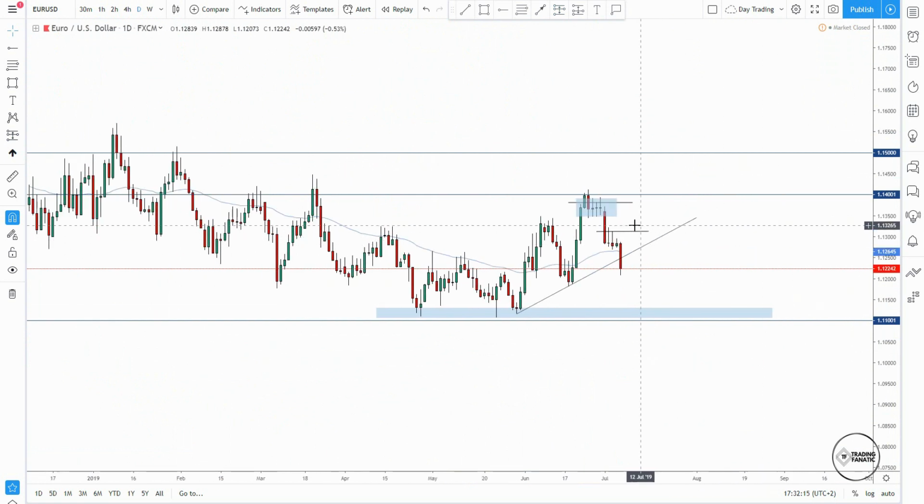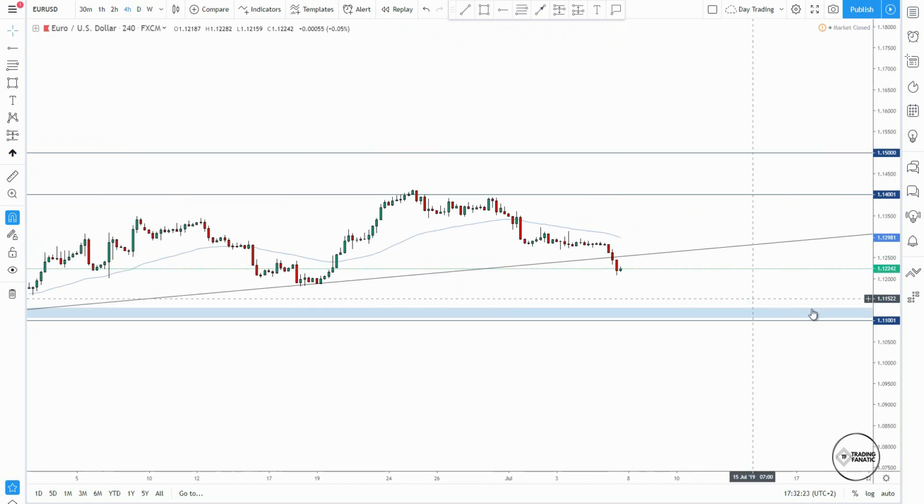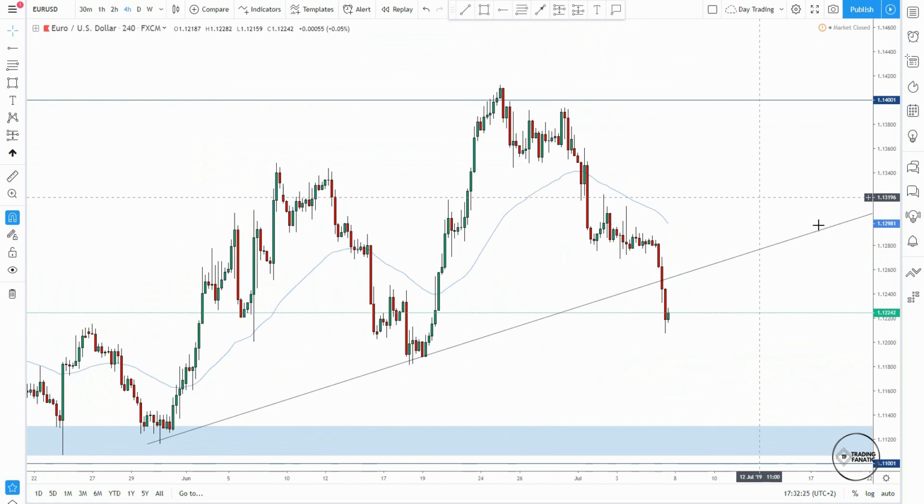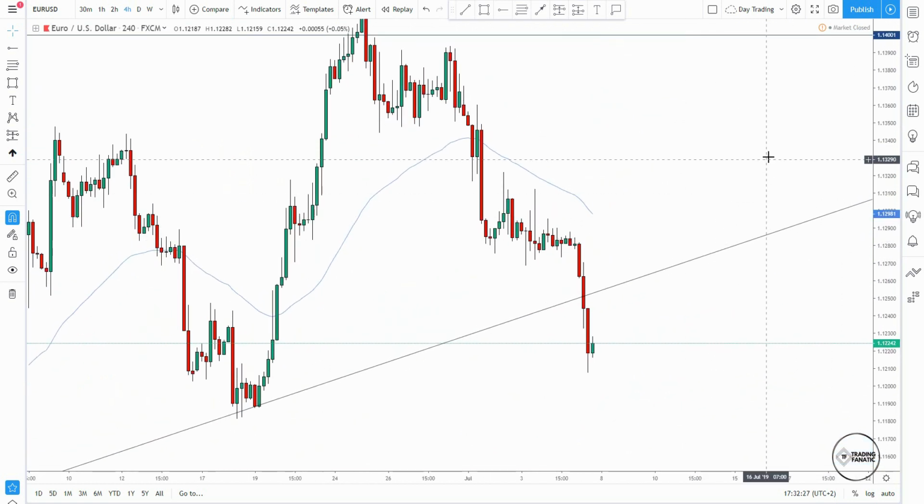So let me get back to my analysis. We're currently breaking this trend line. We are below the EMA. 4-hour price action is very bearish. So this supports my bullish bias on the DXY.